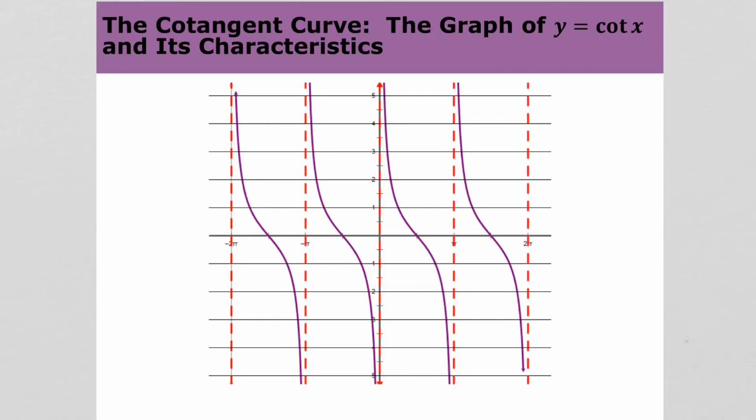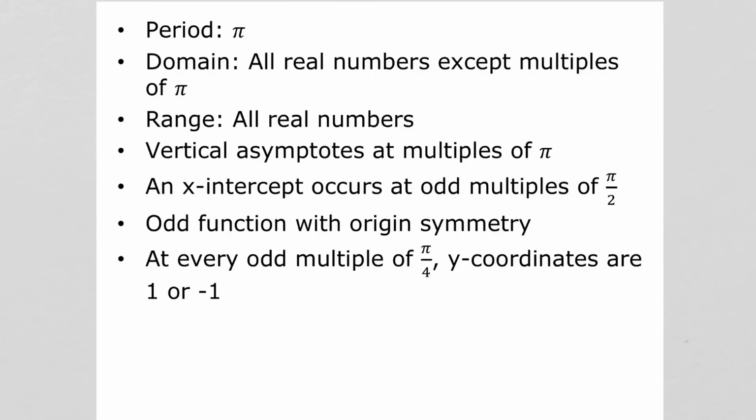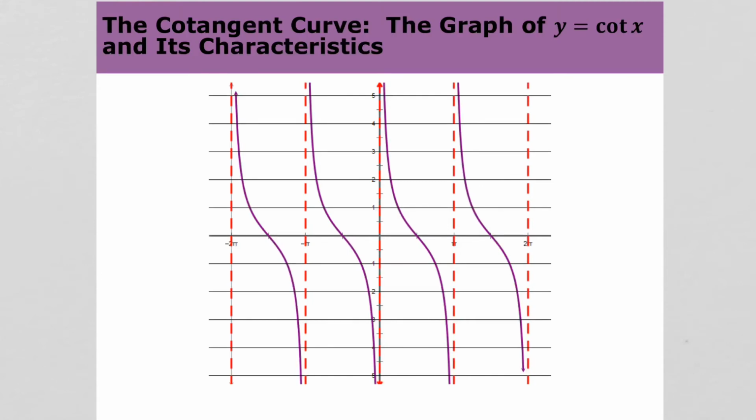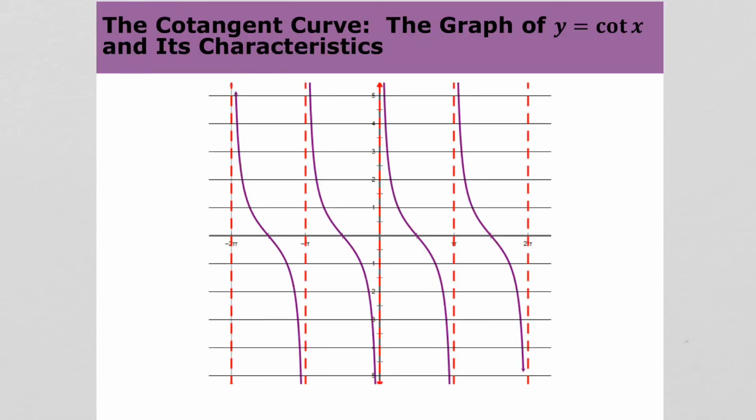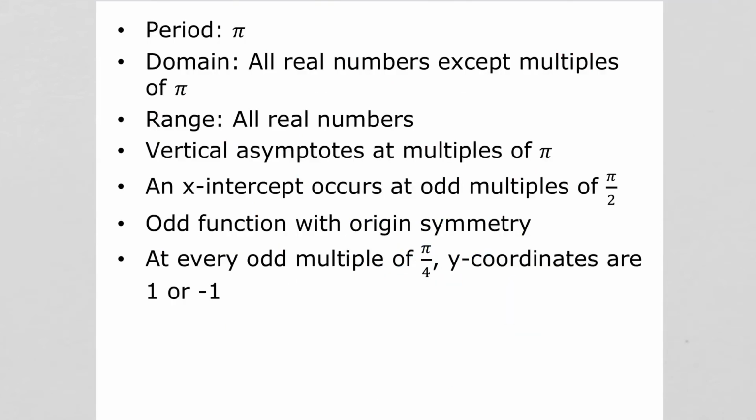Cotangent is very similar to tangent, except it's not centered at the origin. It's centered just to the right and left. The period is pi again, but this time the domain is everything except for multiples of pi. So your point of inflection would be at pi over 2, 0, and your asymptotes are at 0, pi, 2 pi, negative 2 pi, and so forth. The range is all real numbers again. There are vertical asymptotes at those multiples of pi.